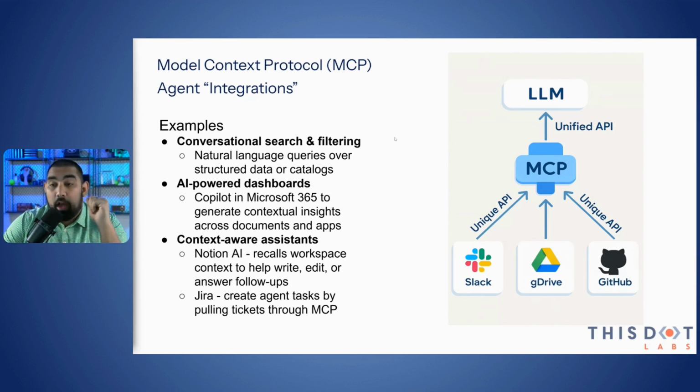Jira, for example, can create agent tasks by pulling tickets through MCP. That right there would be a massive one. An example I heard recently: imagine you have somebody in your organization who works in HR and is buying lunch for everybody on the team. But people on the team have allergies, like shellfish or nut allergies. You would have all that in documentation that HR could reference.